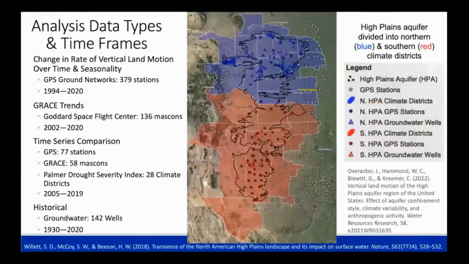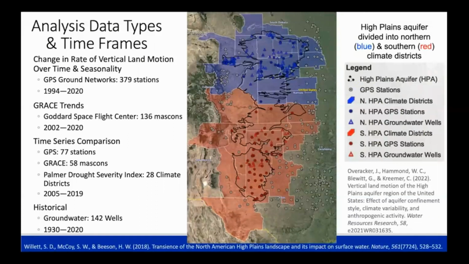To help answer this question, we used several different data types to investigate vertical land motion in the Great Plains region and its relation to the High Plains Aquifer. So we divide the High Plains into northern and southern sections because their signals are very different. We create uplift maps based on GPS data. We compare trends in water equivalent height from GRACE. We look at climate trends using Palmer Drought Severity Index data as an analog for wet and dry seasons. And then we use well data as an indicator of the human impact on the aquifer.